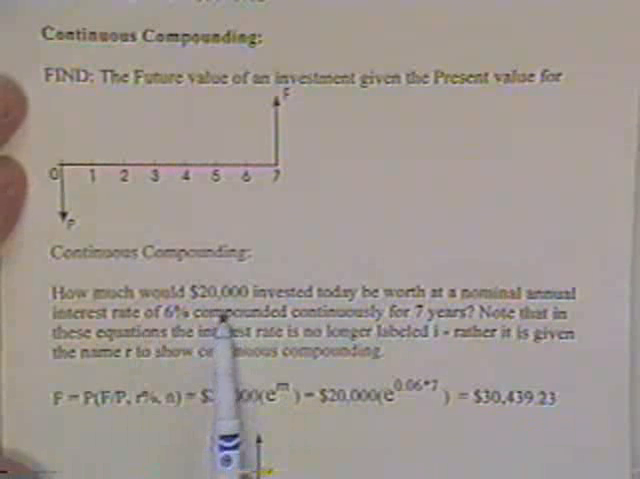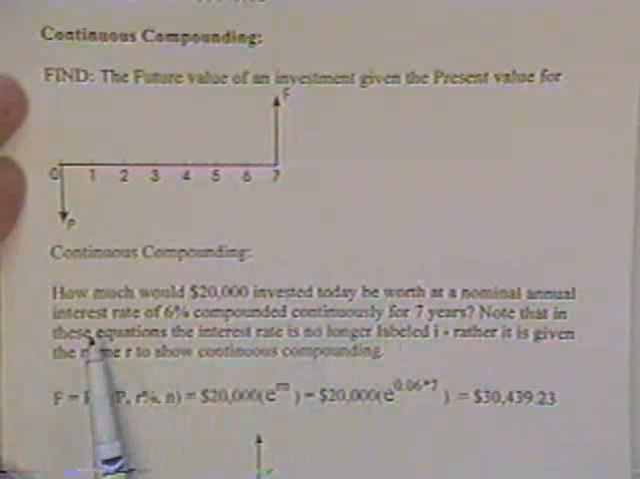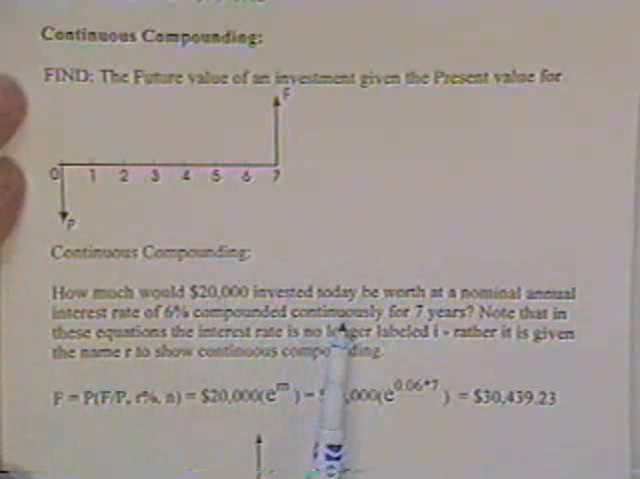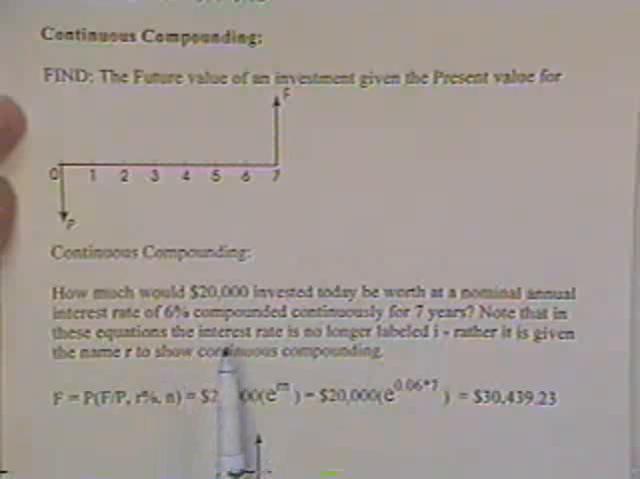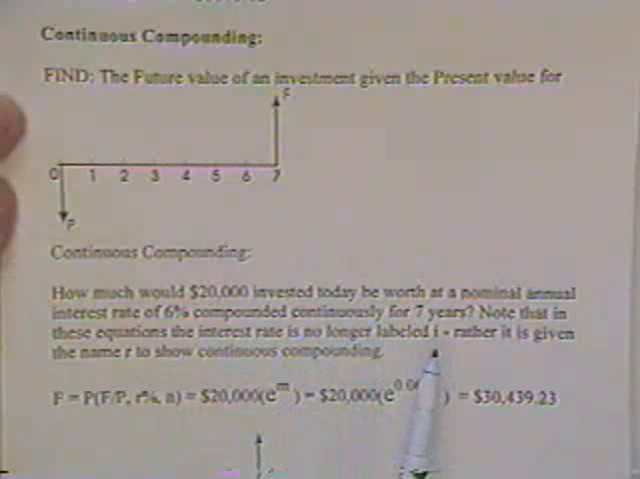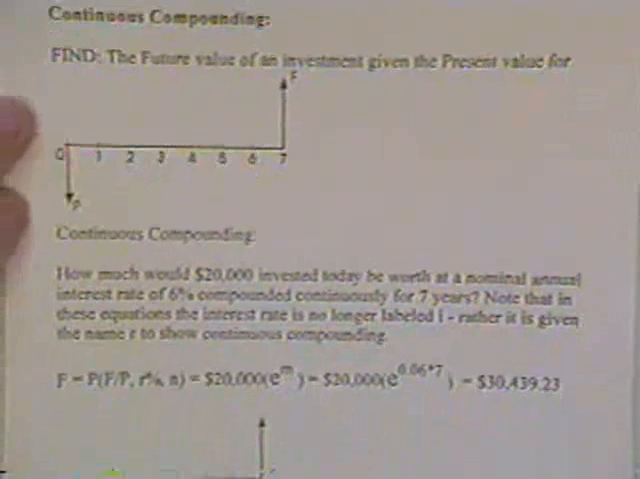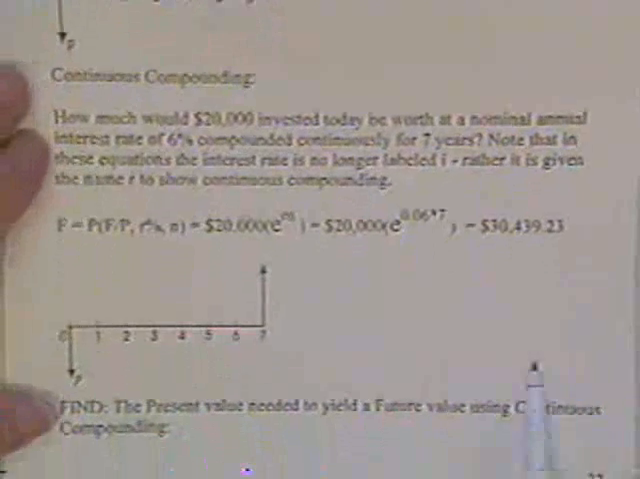For example, how much would $20,000 invested today give you at a nominal interest rate of 6%, but we're going to compound continuously for 7 years? The interest rate is no longer labeled i in these equations. He calls it r because it's the nominal rate to show continuous compounding. He's trying to indicate that's not just the plain old 6% number. Something special is going on here, namely continuous compounding.